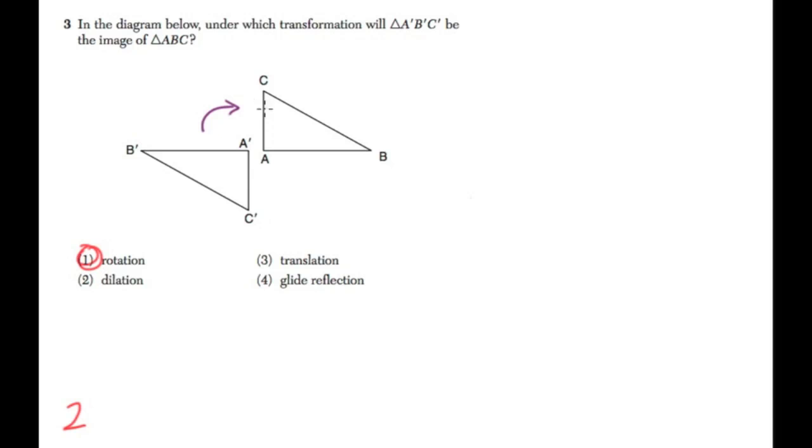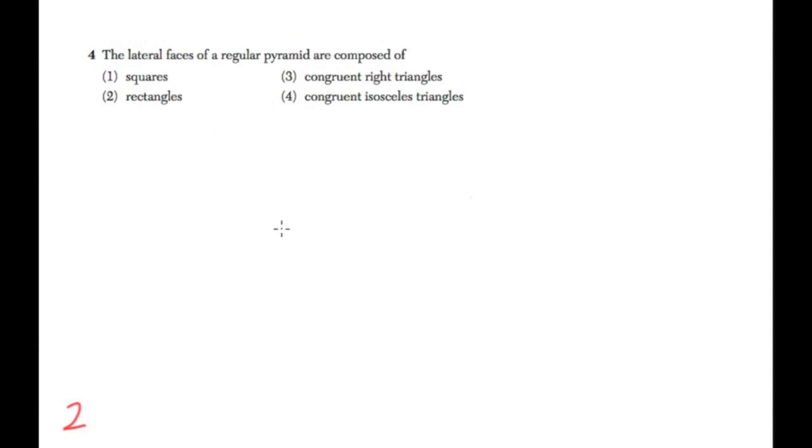A translation is not going to fit because it's going to look kind of like that. A glide reflection is going to be like a translation followed by a reflection, and that still wouldn't match because it looks kind of like that. And a dilation just enlarges this thing, so it's obviously not it. So that's number 3.